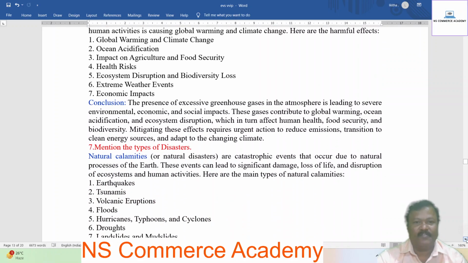Conclusion: the process of excessive greenhouse gases in the atmosphere is leading to severe environmental, economic, and social impacts. These gases contribute to global warming, ocean acidification, and ecosystem disruption, which in turn affect human health, food security, and biodiversity. Mitigating these effects requires urgent action to reduce emissions, transition to clean energy resources, and adapt to the change in the climate. Next, mention the types of disasters.